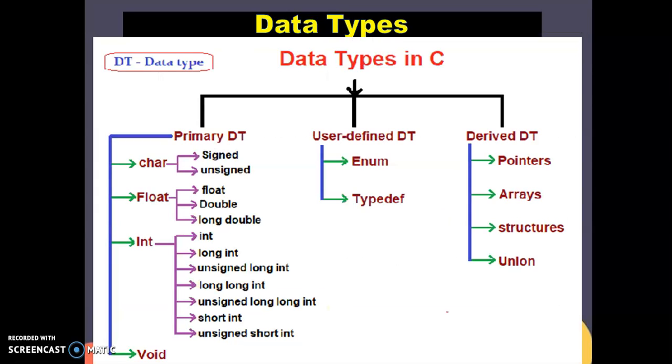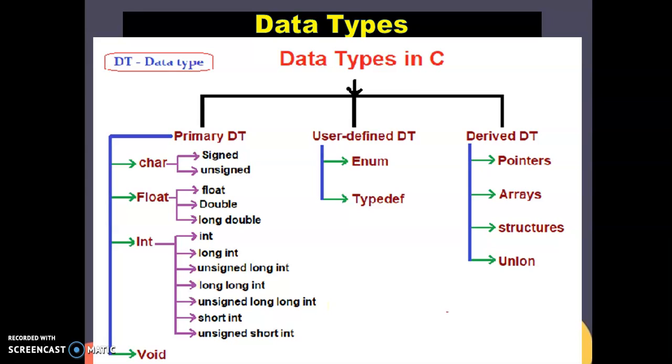This is the tree diagram of data types in C. There are 4 data types in C, but in this tree diagram we show only 3 data types. The first one is primary data types, the second one is user defined data types, and the third one is derived data types. And the last one, that is the fourth, is the empty. We will see them one by one.